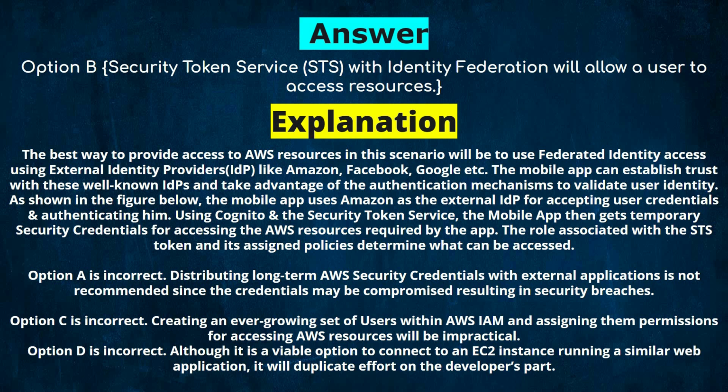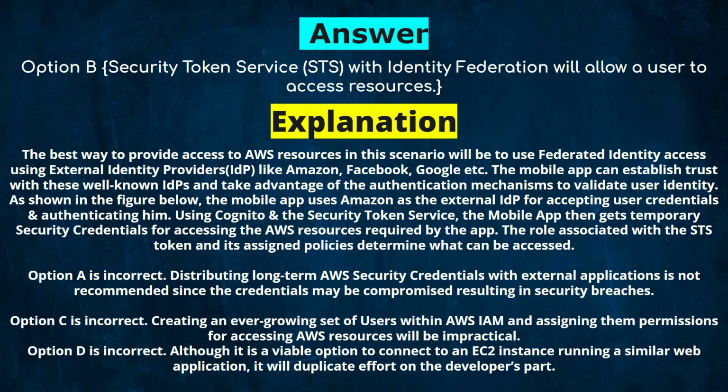The mobile app can establish trust with these well-known IDPs and take advantage of the authentication mechanisms to validate user identity. As shown in the figure below, the mobile app uses Amazon as the external IDP for accepting user credentials and authenticating him. Using Cognito and the security token service, the mobile app then gets temporary security credentials for accessing the AWS resources required by the app. The role associated with the STS token and its assigned policies determine what can be accessed.